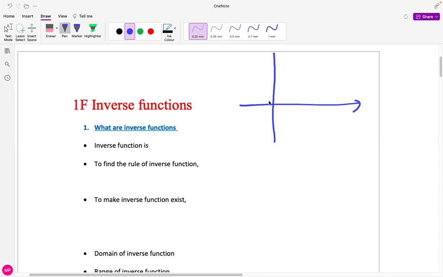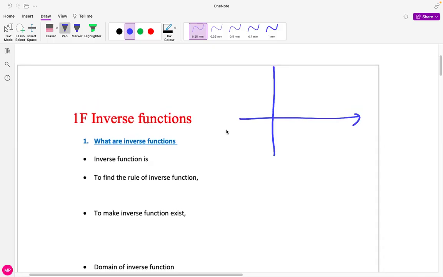Hi, in this video, we're going to talk about inverse functions. Now, imagine I have a graph, and my graph looks something like this. Okay. Now, I want to find the inverse of this graph. So let's call this graph y equals f of x, just a general function notation form. So what does the inverse look like on the same axis?